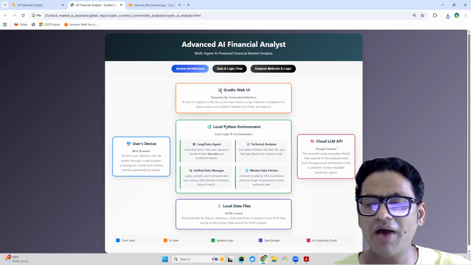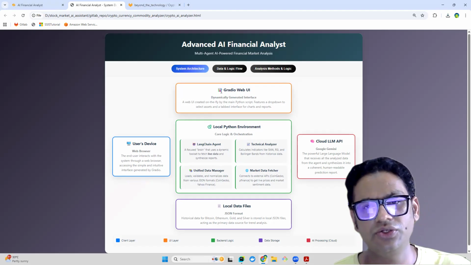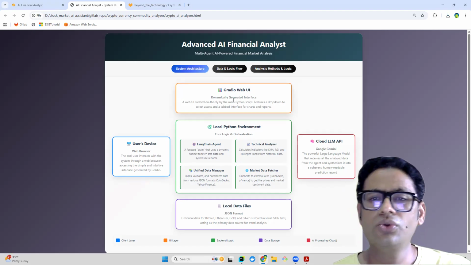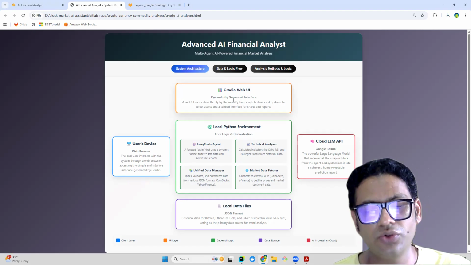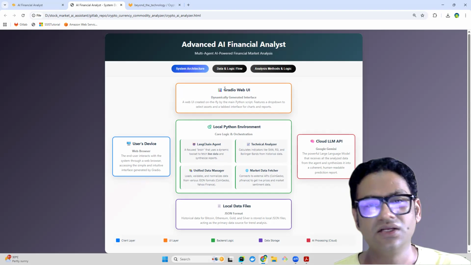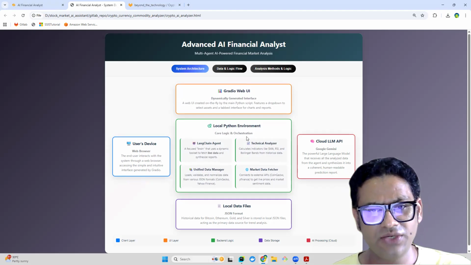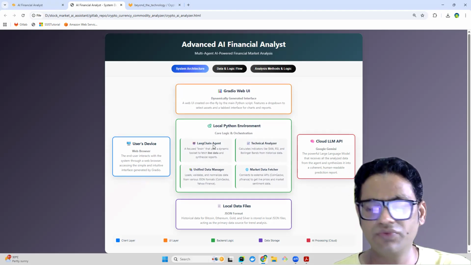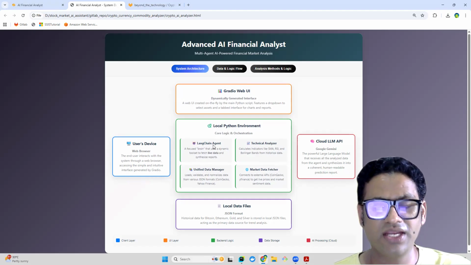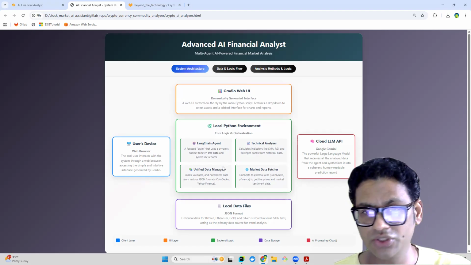Gradio is a very powerful tool for the non-technical user who doesn't want to learn HTML, CSS, and JavaScript, and wants to build a UI. Then Gradio is the best option for them. Then at the back end, we have this local Python environment. The first thing is a LangChain agent. We are using the LangChain library to communicate with Gemini with a proper prompt. I'm going to show you that.